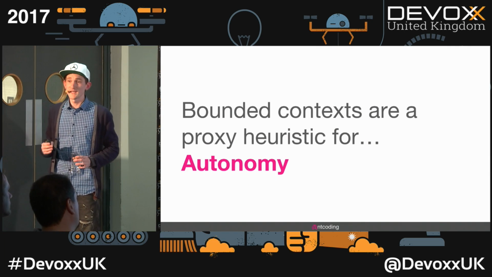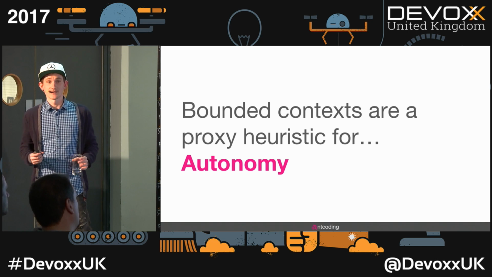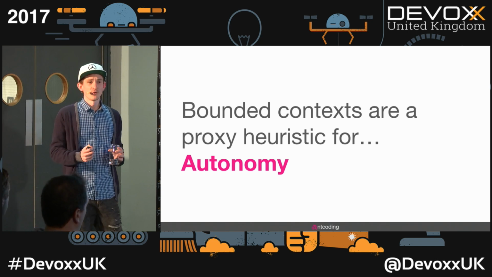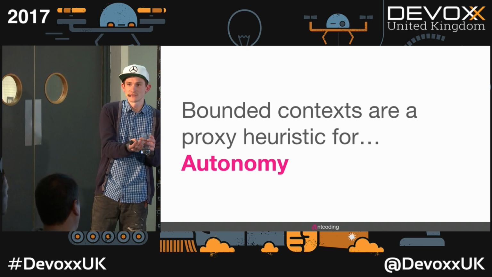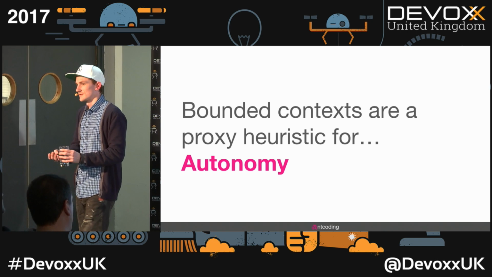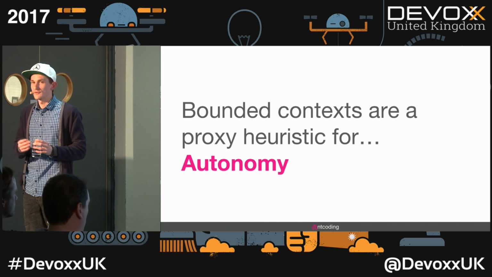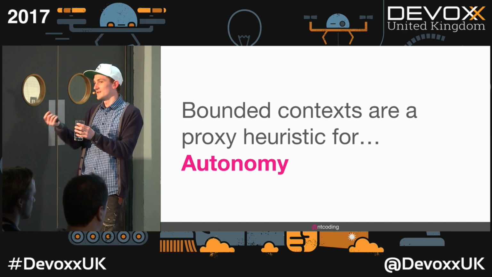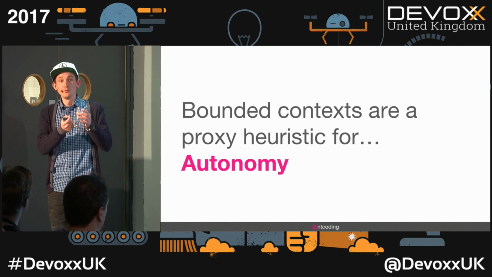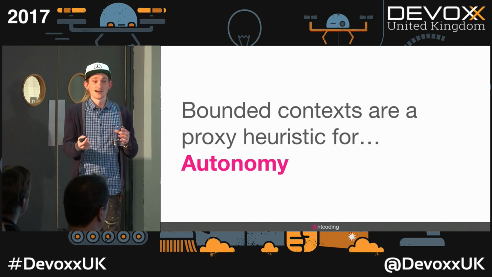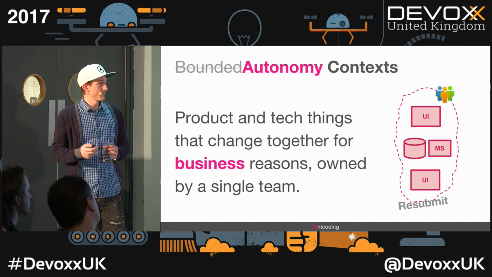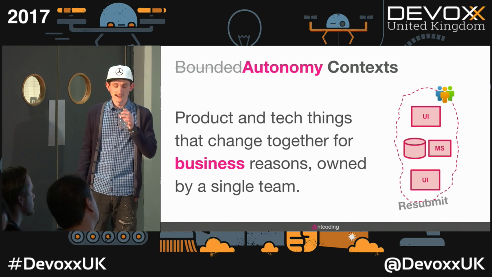So what I think is that bounded contexts are a proxy heuristic for autonomy. So when we're talking about language that's used together, when we're talking about data that's used together, we're trying to create autonomy by removing dependencies in the software, and removing dependencies between teams so we can deliver software faster. So I think of them as autonomy contexts.